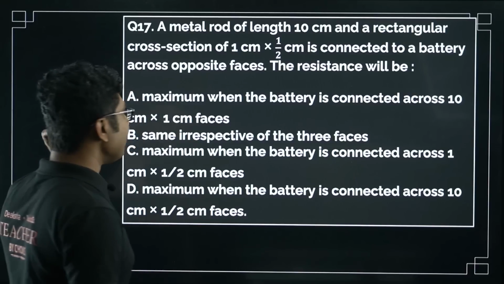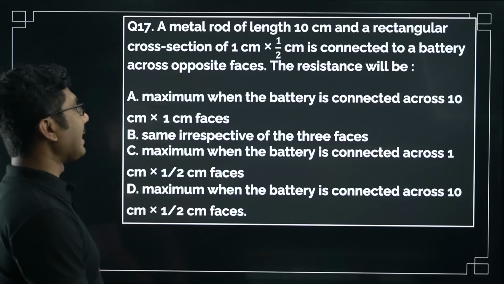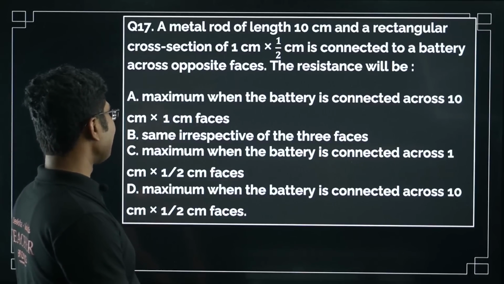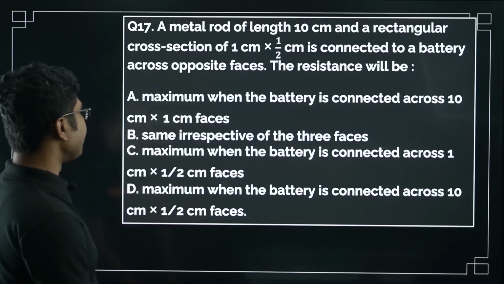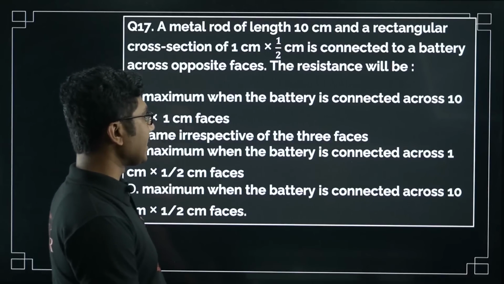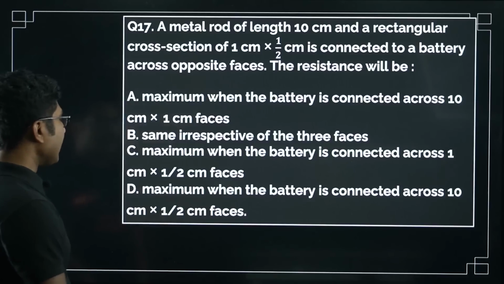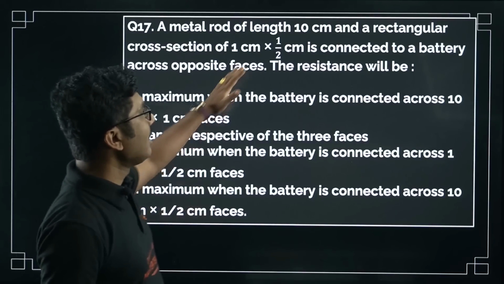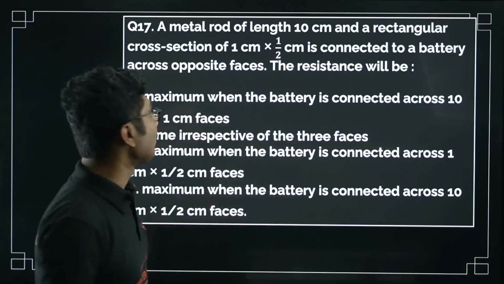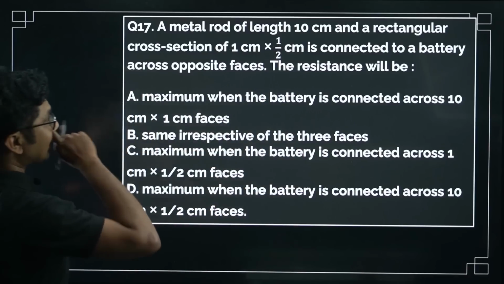The resistance will be maximum when the battery is connected across the 1 centimeter into half centimeter faces. We have to find the resistance when it is maximum. So let's see what is the structure they have mentioned.